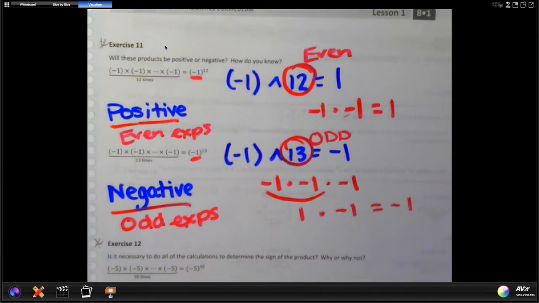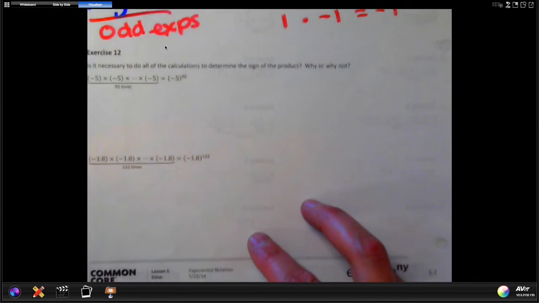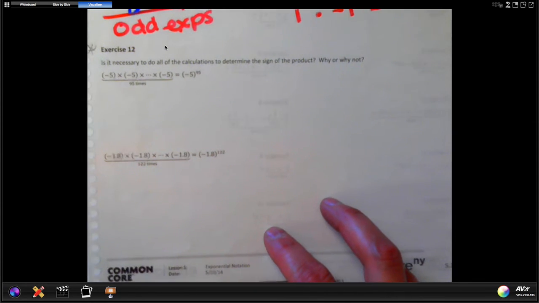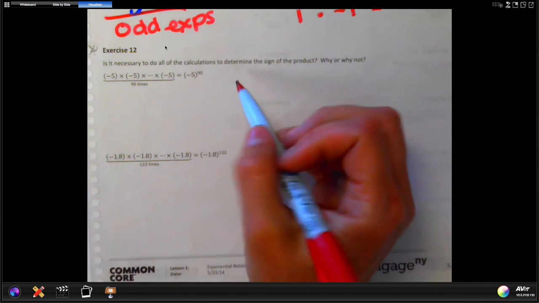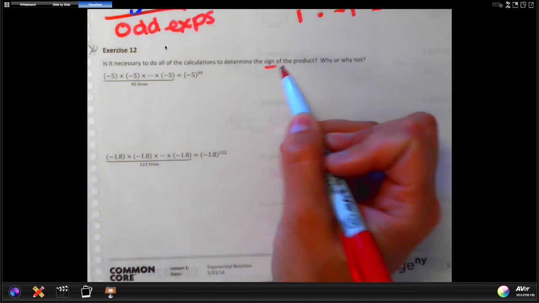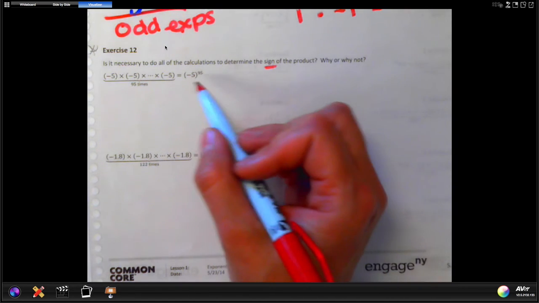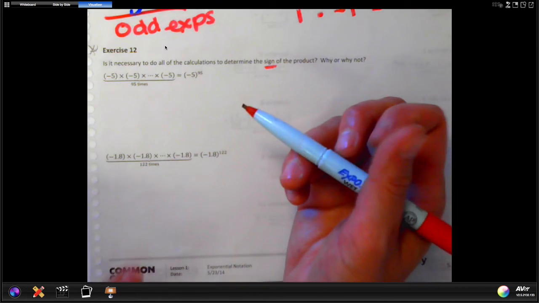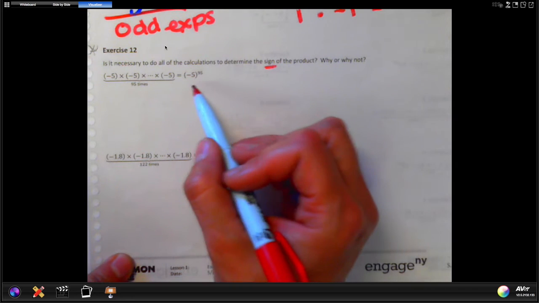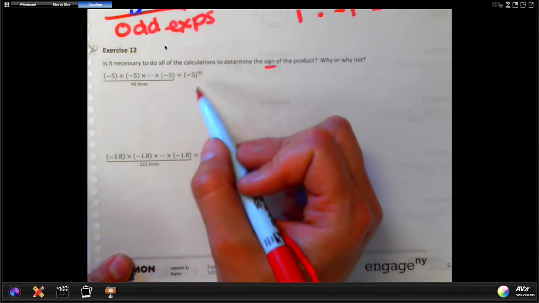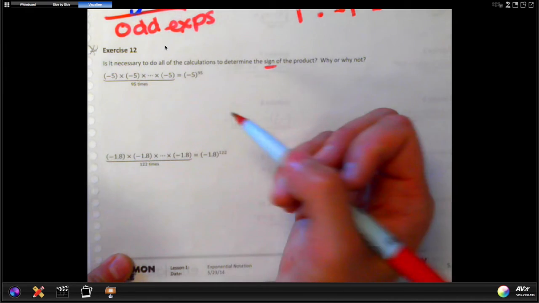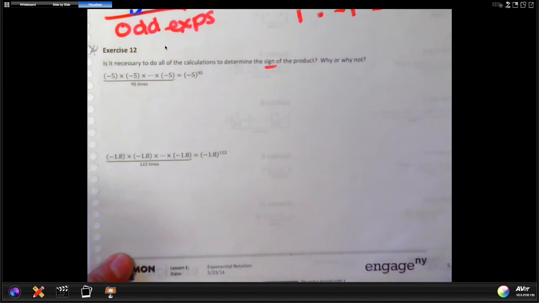So moving down to exercise 12 then, with that rule in mind, it's very easy to answer the questions now. Is it necessary to do all of these calculations to determine the sign, meaning positive or negative? I'm kind of going off the rails here and not answering the question, but my question for you is, will this come out positive or negative? -5 to the 95th power. Is that going to be positive or negative? Not what is the answer.